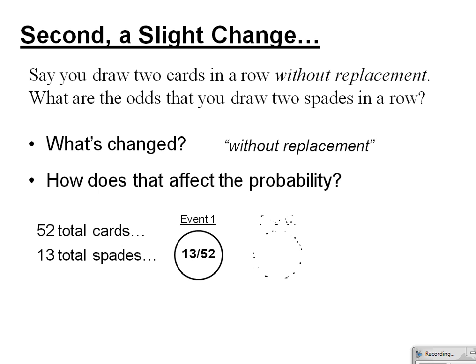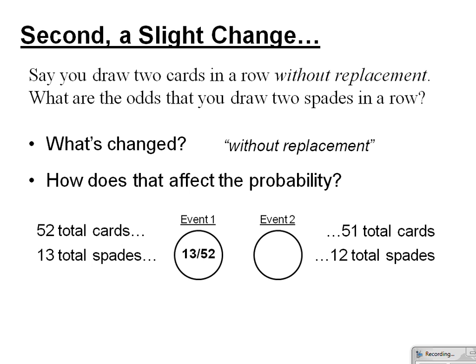But in the second event, since we have 1 less card from the deck and we have 1 less spade in the deck, that's now changed the probability. Now there's only 51 total cards remaining in the deck, and only 12 of them are spades. Which means that the odds now that we draw a spade in the second draw are only 12 out of 51.